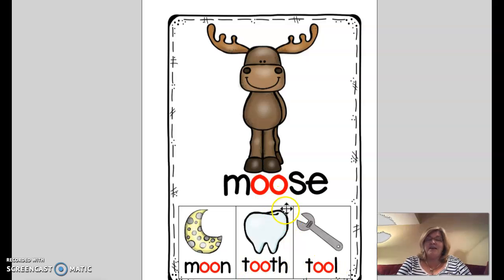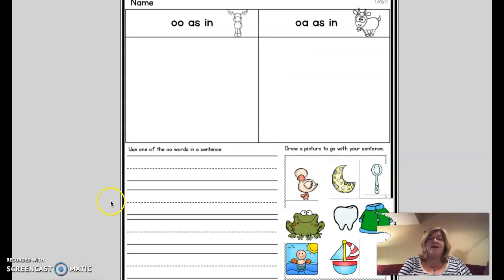So, our job today is we're going to be looking at some pictures and deciding if we think they have the double O spelling pattern for the oo sound, or if they have a different spelling pattern that is going to make a different sound. So let's look at the page. So here we have our two O's, as in moose, but here we have our OA, as in goat. So what sound is the spelling pattern OA making? G-oat. It's going to say, oh.